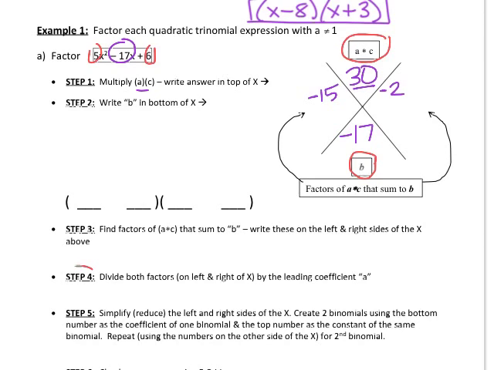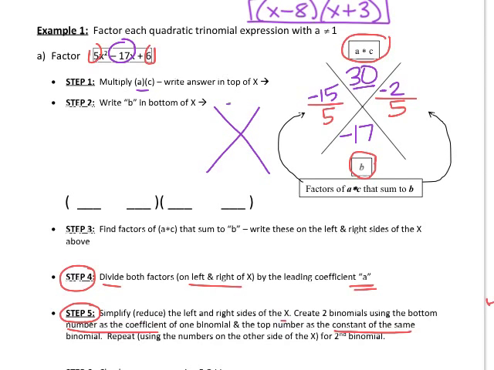Okay, and step 4 says divide both factors on the left and the right, so we're going to divide both of these by the leading coefficient a. Well, a is 5, so I'm going to divide both by 5. Step 5 says simplify or reduce the left and right sides of the X. Create two binomials using the bottom number as the coefficient of one binomial, and the top number as the constant of the same binomial. So if I reduce this down, I'm just going to draw another X right here. I still have 30.